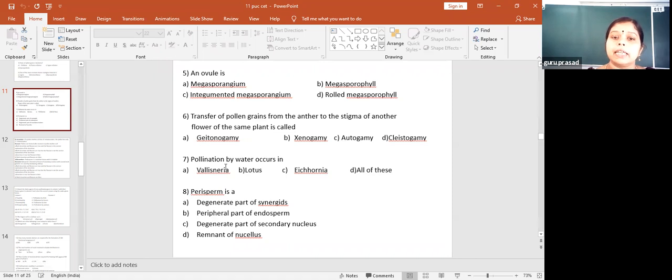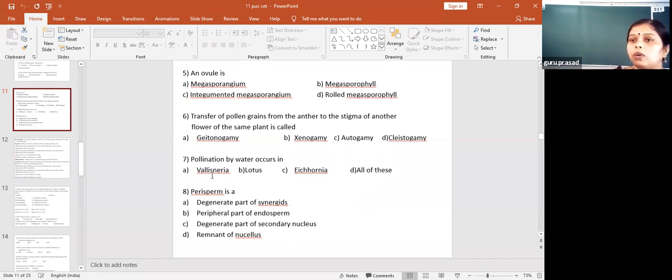But Vallisneria, which is a freshwater plant that grows only in fresh water, involves in water pollination. It releases the male gametes onto the surface of the water. The wavy movement of the water will carry the male gametes and transfer them to the female flower stigma, which is present on the surface of the water itself. So, hence, fertilization or pollination takes place on the surface of the water.